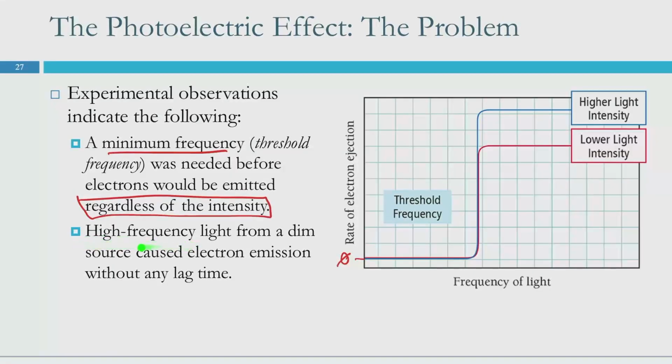So high frequency light, anything that's past this threshold, even from a dim source, like this low intensity light, caused electron emission without any lag time. So there was no charging up, and there was this threshold frequency, which we didn't expect based on the previous predictions and hypotheses.